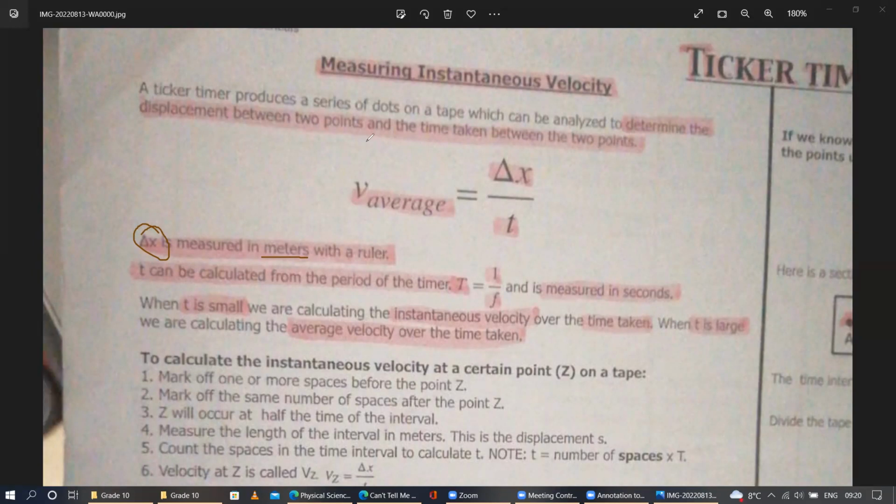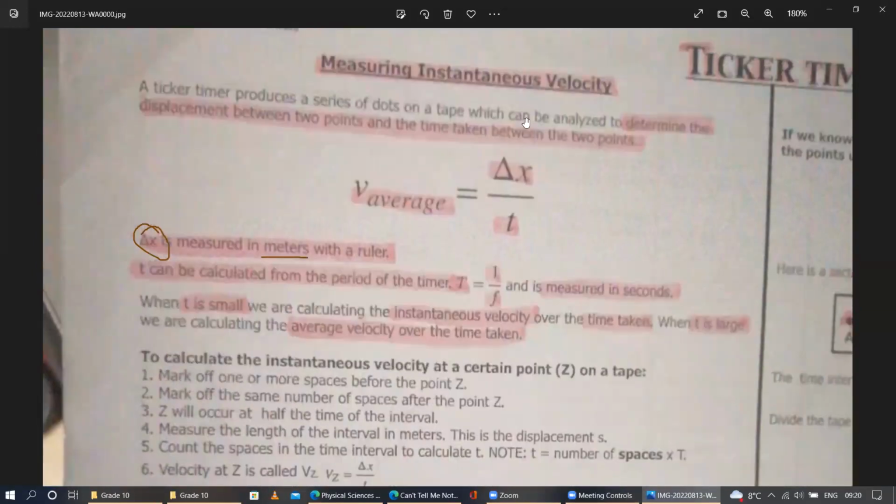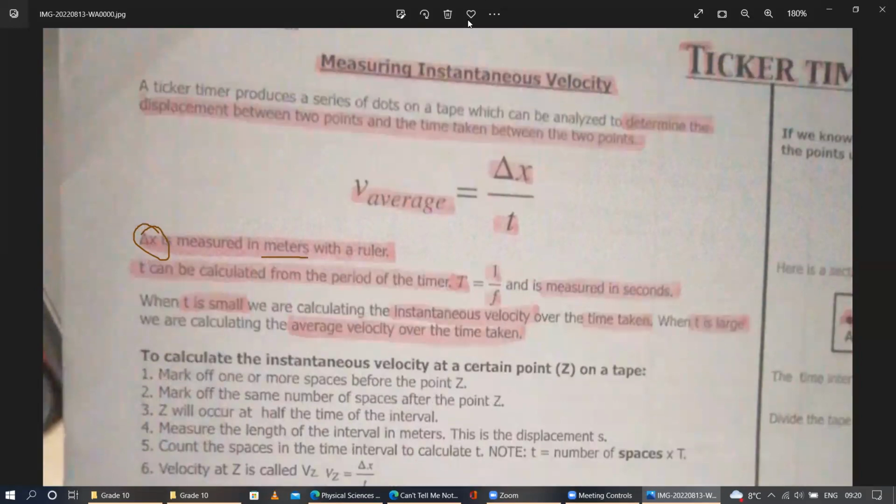Let me just get a ruler quickly. Oh, okay, no problem. Let me just erase this.